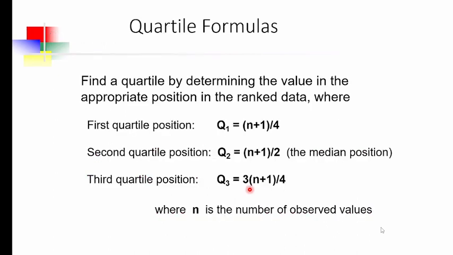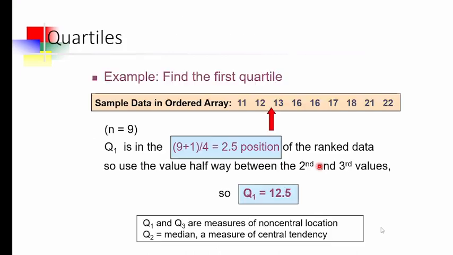So how can we identify the position? You have to take n plus 1 divided by 4. That is the position of the first quartile, and n plus 1 divided by 2 is the position of the second quartile, and 3 times n plus 1 divided by 4 is the position of the third quartile. Then the data value located at that position will be the first, second, or third quartile, right?